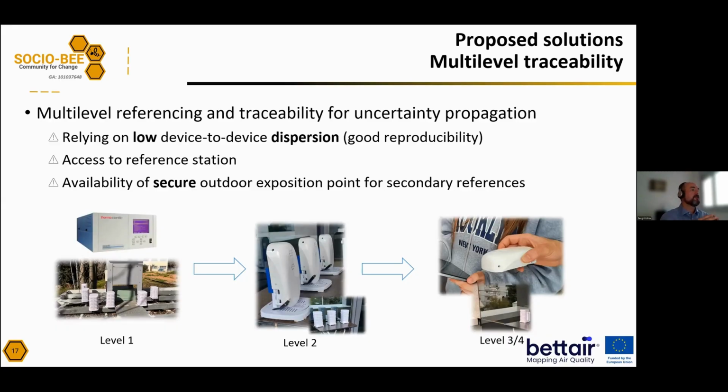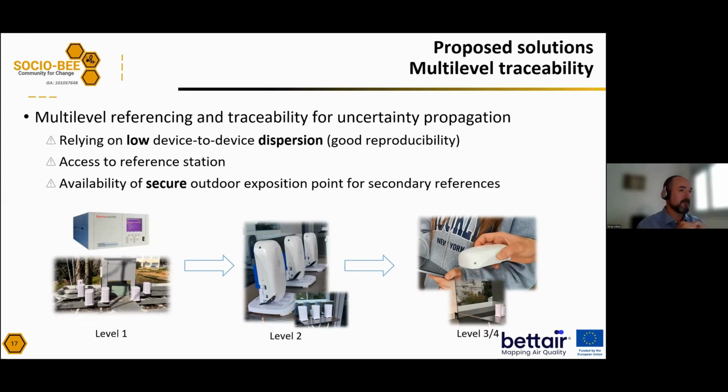So first we needed to rely on low device-to-device dispersion, so good reproducibility between devices, and this is something we put a lot of effort into in Better Cities. This is one of our strong points. We really do monitor and control very much the device-to-device reproducibility.